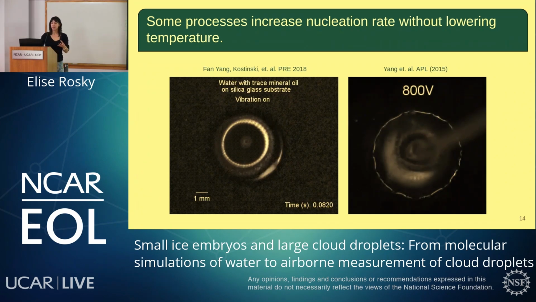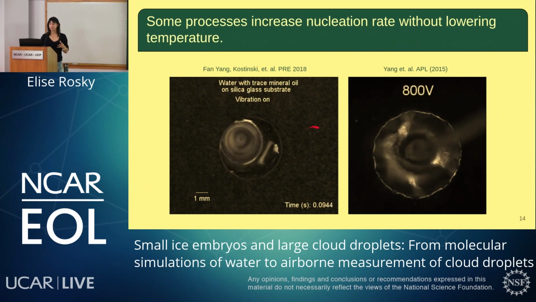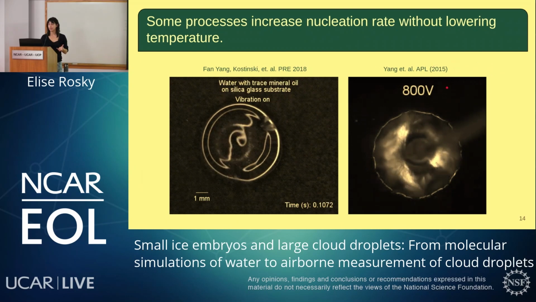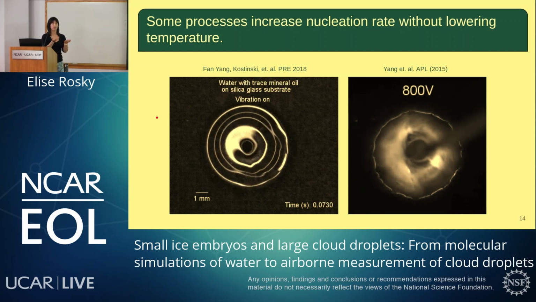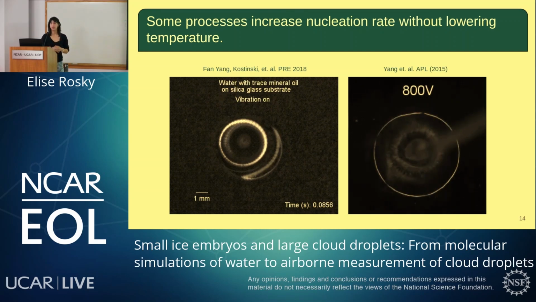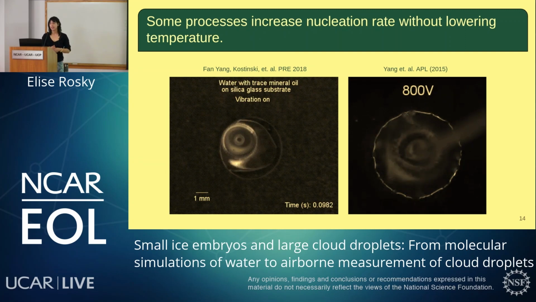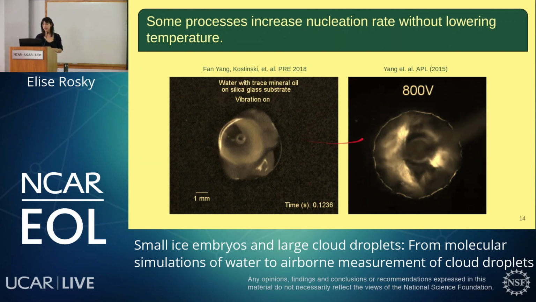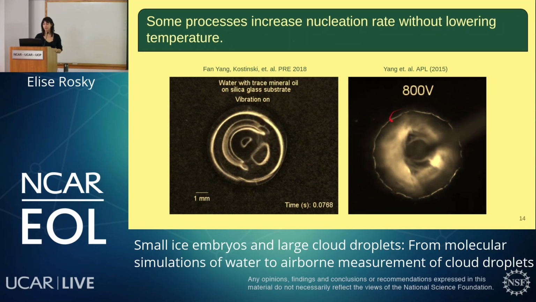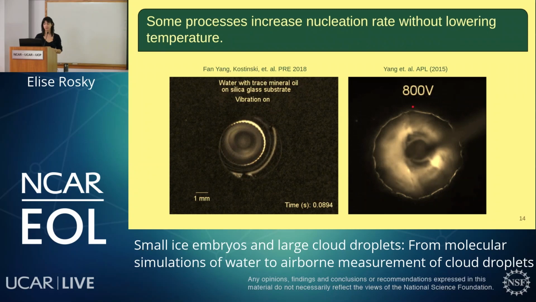In summary, the experiments, this is another one in 2015, show that some processes can increase the nucleation rate of the ice nucleating substrate without lowering the temperature. And the trend seems to be that the droplet surface is curved and stretched, and the ice nucleation takes place at the droplet's surface.